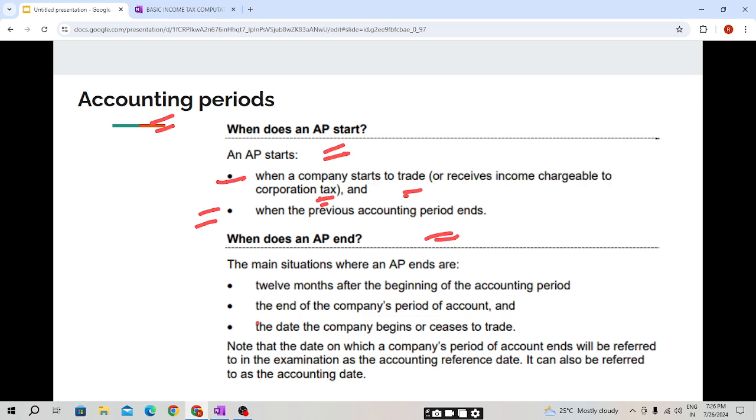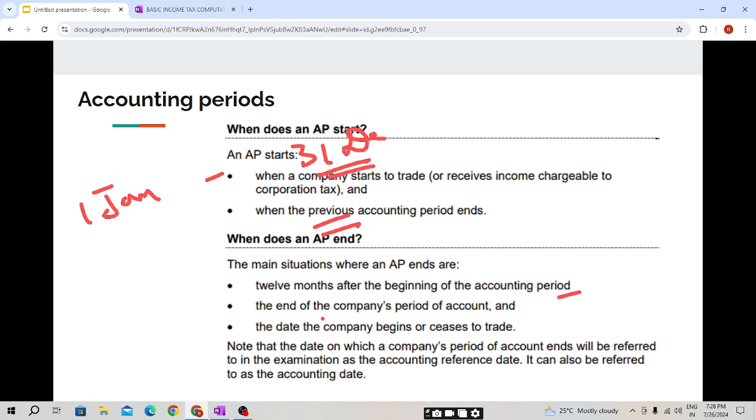Now coming to the case, when does an accounting period end? As we know students, the accounting period will not be more than 12 months. So the main situation where an accounting period ends is 12 months after the beginning of the accounting period. That is from 1st Jan to 31st December, meaning not more than 12 months. Also, the end of the company's period of account.